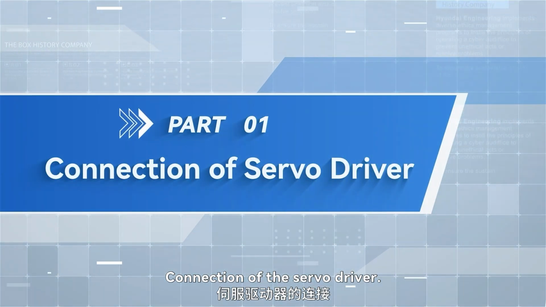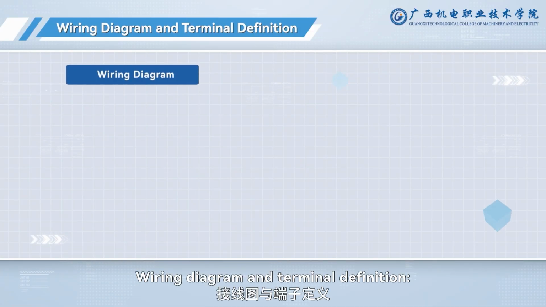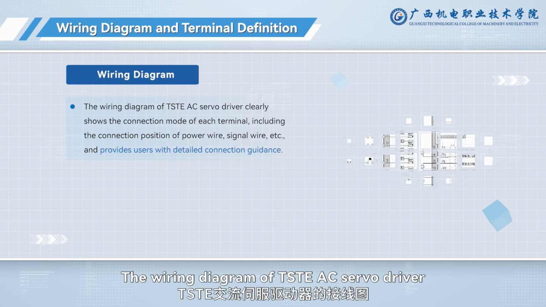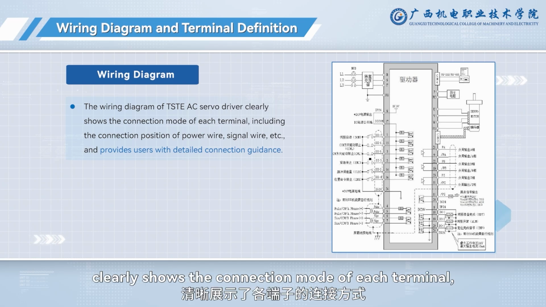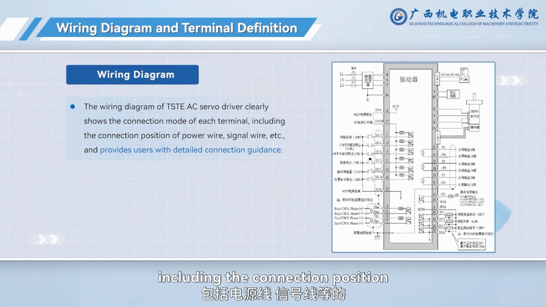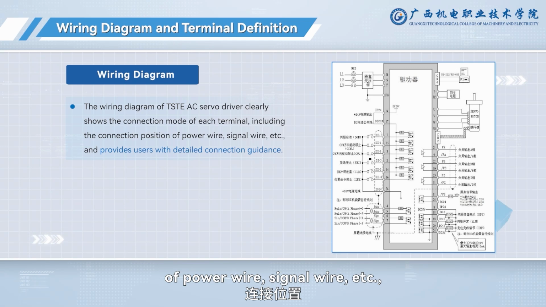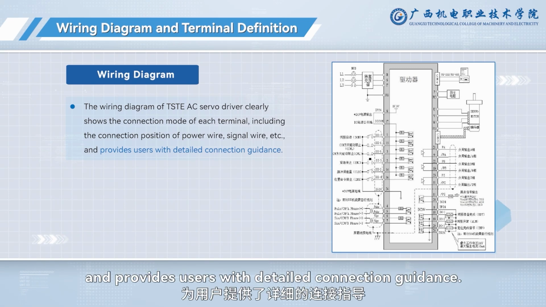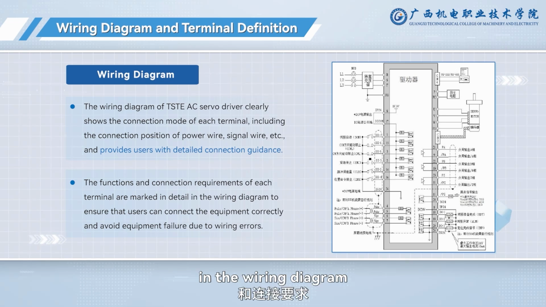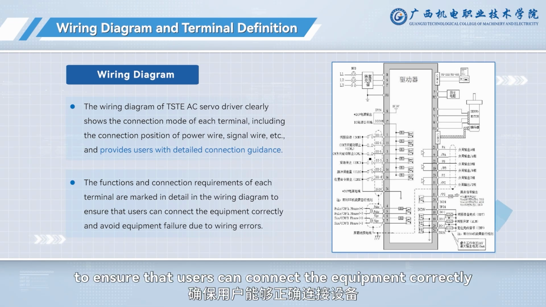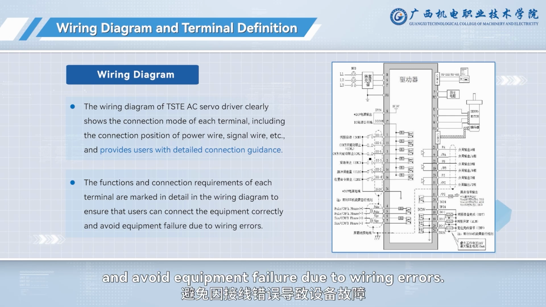Connection of the servo driver. Wiring diagram and terminal definition. The wiring diagram of TSTE AC servo driver clearly shows the connection mode of each terminal, including the connection position of power wire, signal wire, etc., and provides users with detailed connection guidance. The functions and connection requirements of each terminal are marked in detail in the wiring diagram to ensure that users can connect the equipment correctly and avoid equipment failure due to wiring errors.